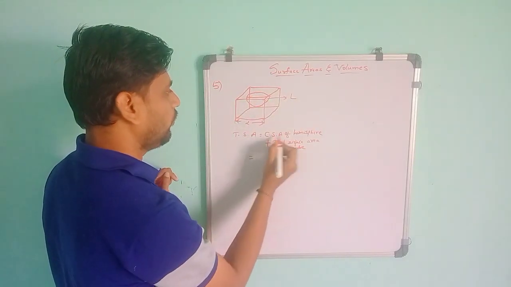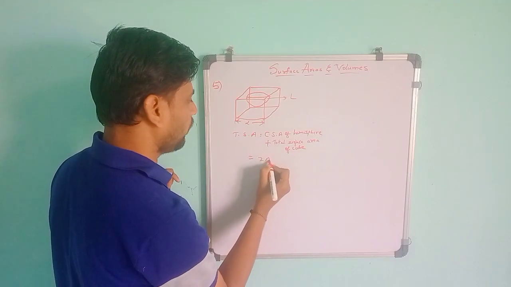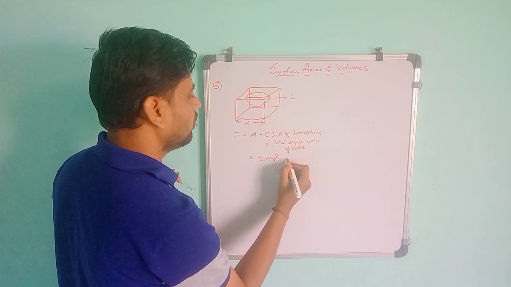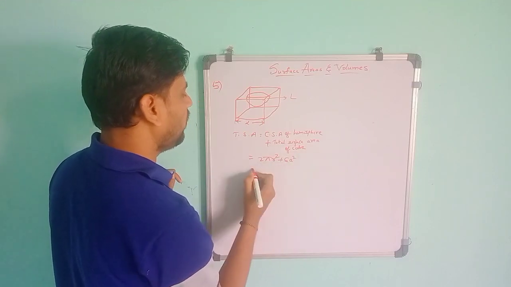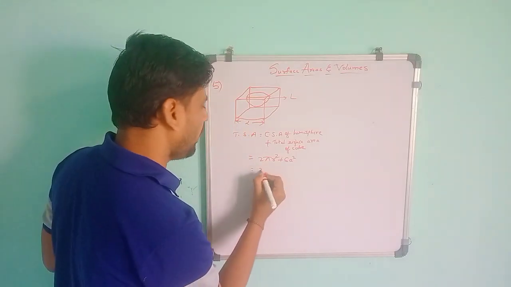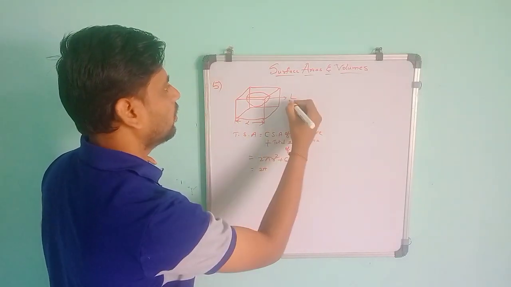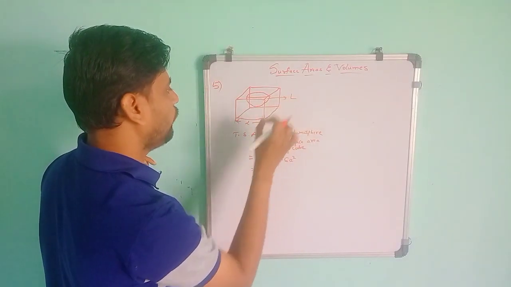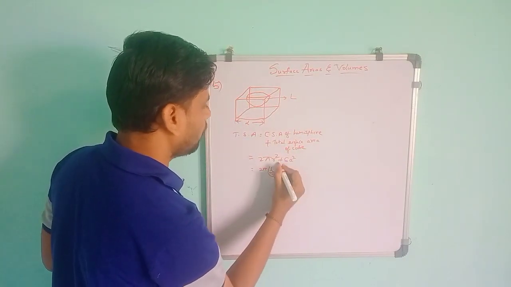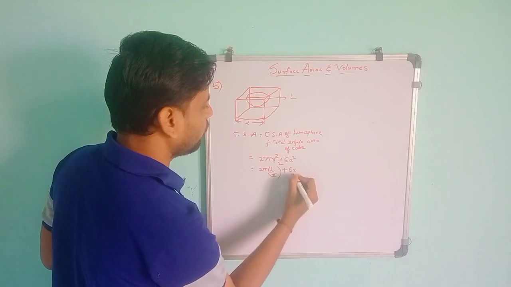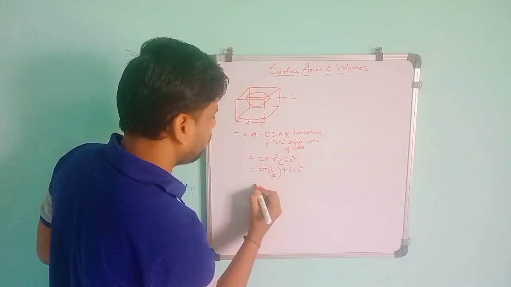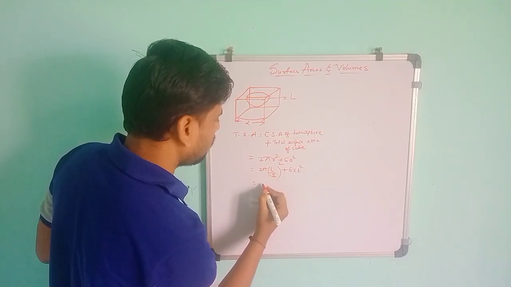The curved surface area of the hemisphere is given by 2 pi r square. Then the total surface area of the cube is 6a square, where a is the edge, which they gave as L. They gave the diameter as L, so the radius will be L by 2. So 2 pi into L by 2 whole square, plus 6 into L square.